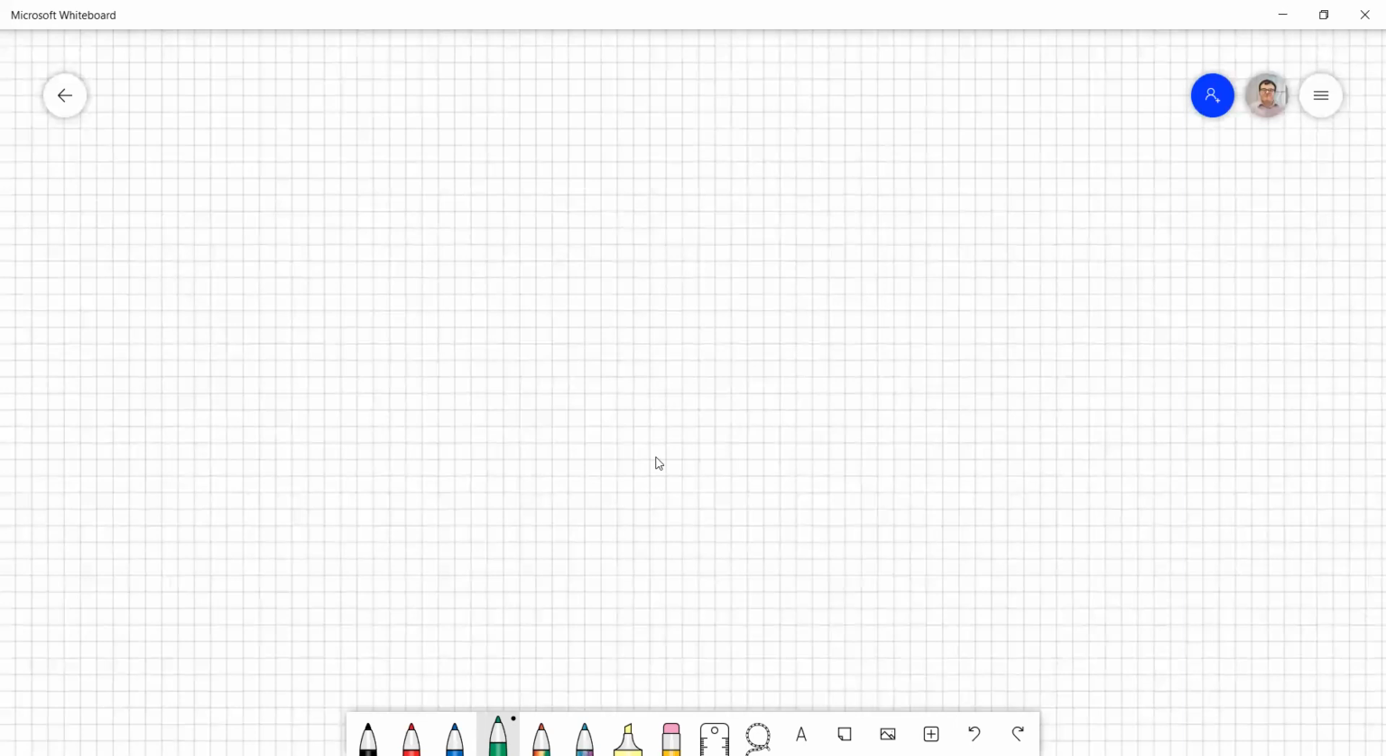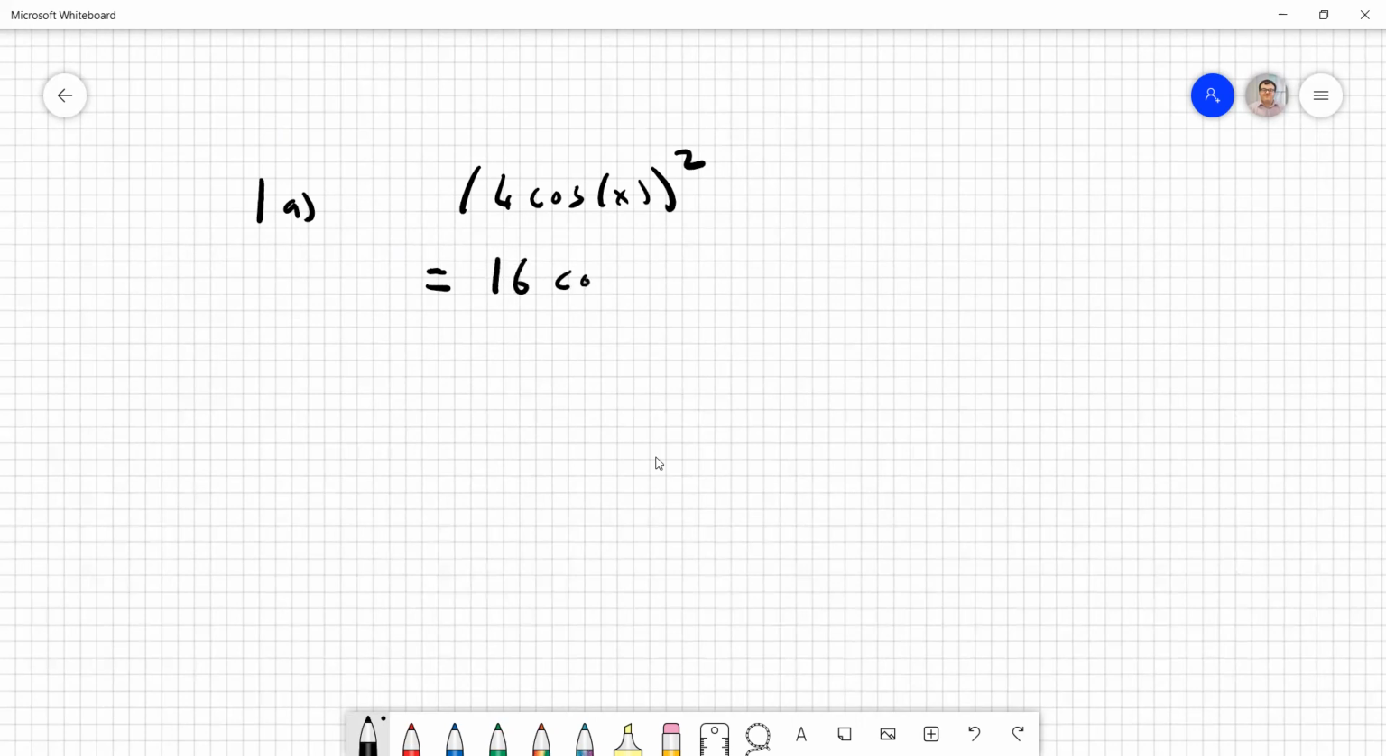So 1a asks us to remove the brackets in this expression here: 4 cos x all squared. The first thing we wish to do is to remove this bracket and address the power on the bracket. Removing the bracket and squaring, we're going to get 4 squared times cos x squared, which gives us 16, and we write out the square of cos x as cos squared x.